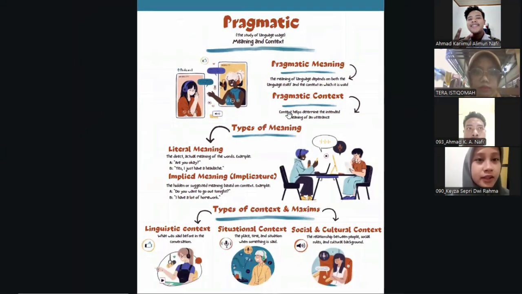In this presentation, we will be explaining the key concepts shown in our poster, especially how context affects meaning in everyday language. Before we start, let us introduce ourselves.